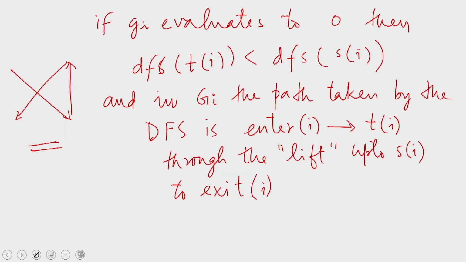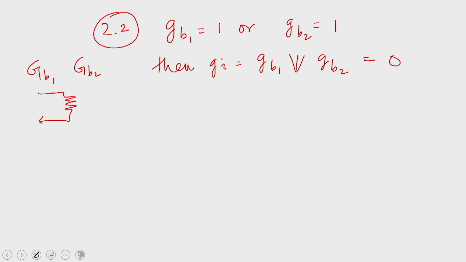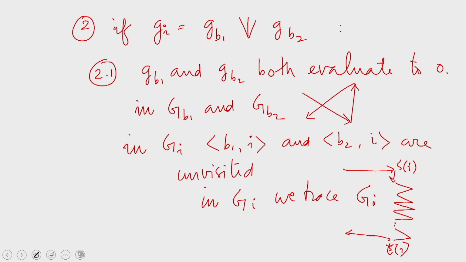So, what we find is that the path traced happens to be in Gi. In Gi, we take a path of this sort. This is enter of I and this is exit of I. But in this case, this vertex T of I is visited before S of I. That is precisely what the claim was, that T of I is visited before S of I, or DFS T of I is less than DFS S of I. So, once again the claim holds good. So, that completes the induction, therefore, the claim is true.